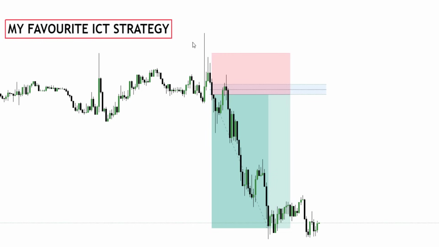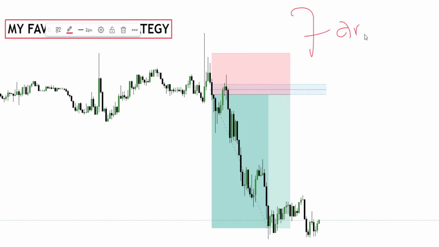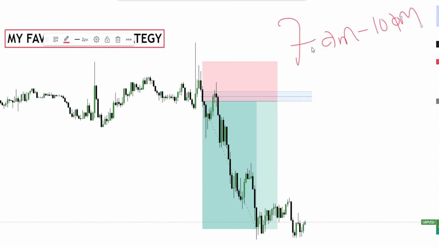So what exactly is the ICT London Open Killzone? The ICT London Open Killzone is within the time of 7 a.m. Please make sure you write this: 7 a.m. to 10 a.m. London time. If you're using New York time, that's about 2 a.m. to 5 a.m. New York time. So you can put this in your journal. Please make sure you write that.